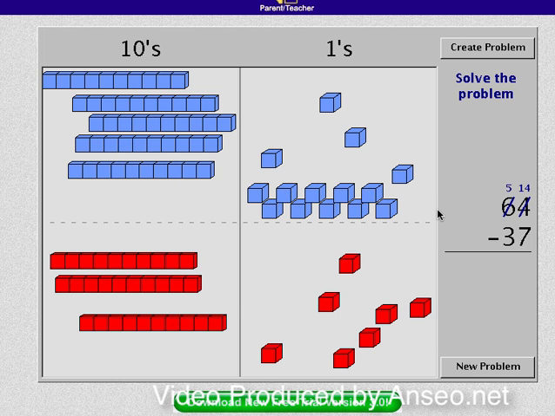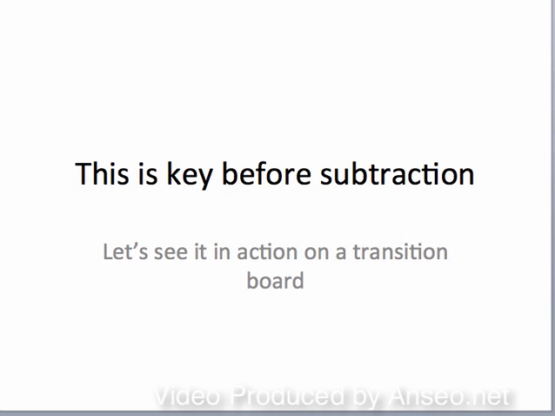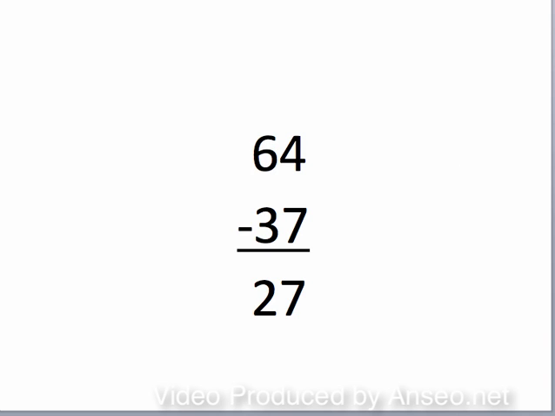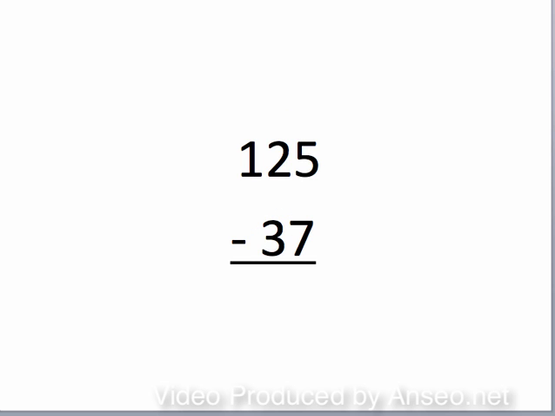So we'll just have a look. We'll go back to our PowerPoint presentation there to see that. So 64 take away 37. What we've done is we've renamed the number to 5 tens and 14 units, and we get the answer 27 fairly easily. As we move up the ranks in second and third class, we have bigger numbers.